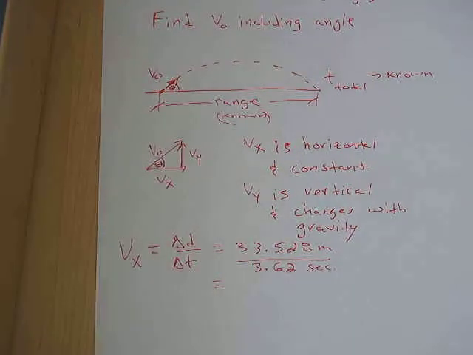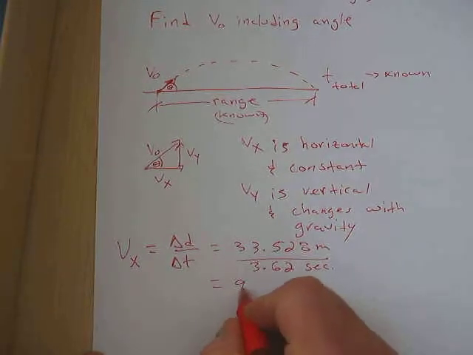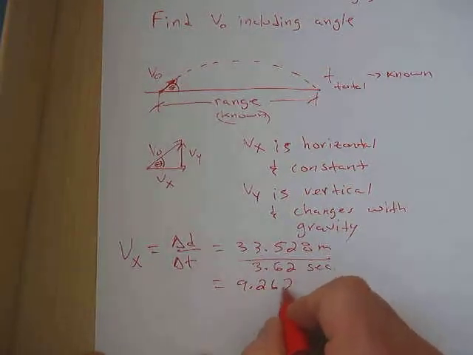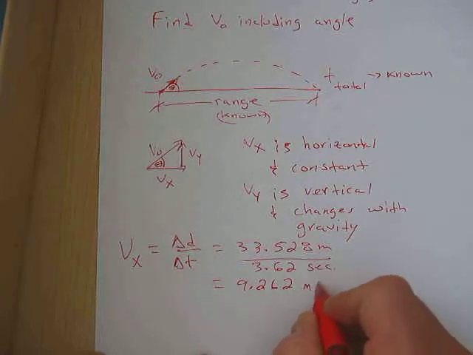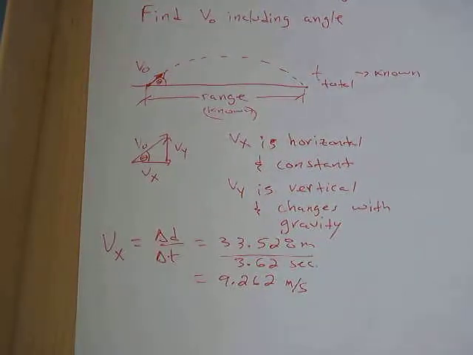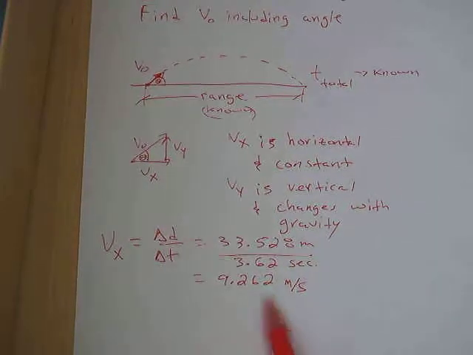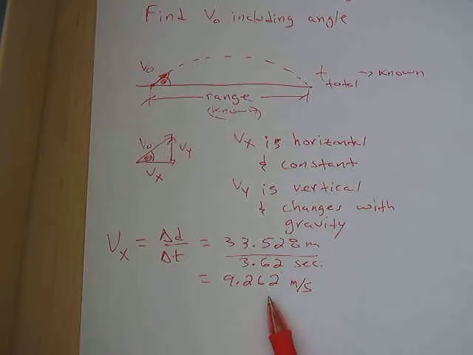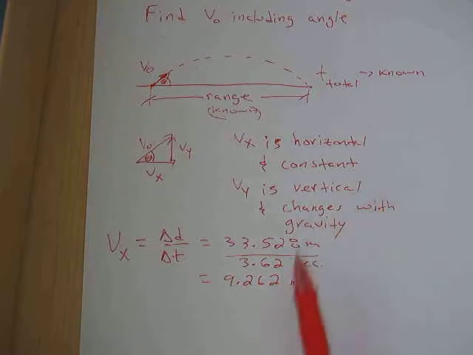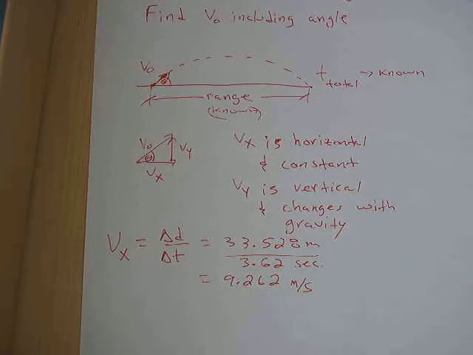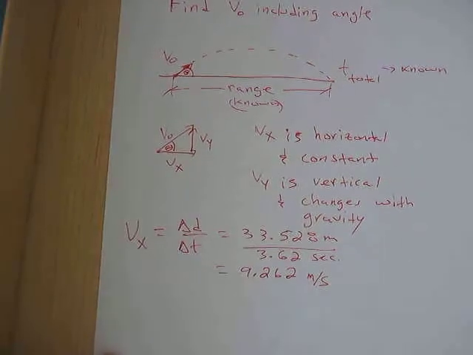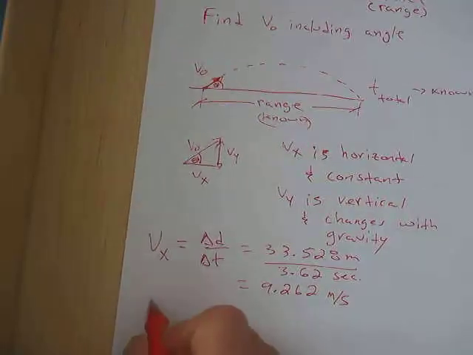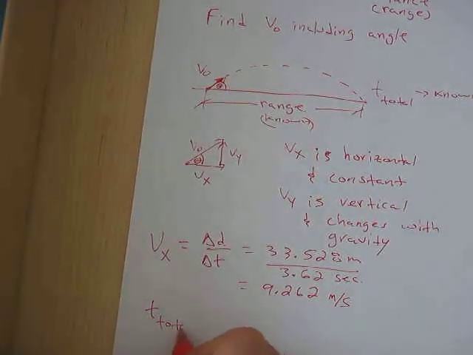Okay? So now I have, when I do that math, did anybody do that? 9.262. 9.262 meters per second is my horizontal velocity. And let's take this to 3 decimal places. I'm done with that piece of the problem because it's constant. All right? So now let's talk about the vertical component of velocity.